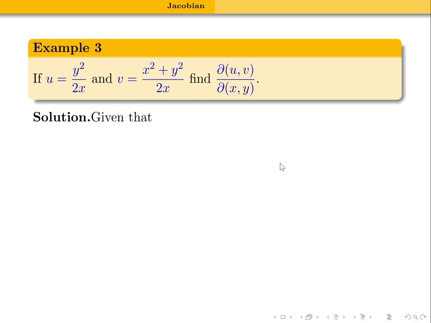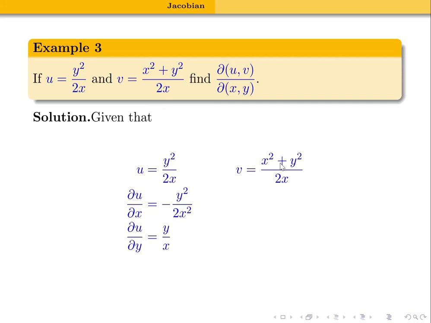Next, example number 3. If u = y²/2x and v = (x²+y²)/2x, find ∂(u,v)/∂(x,y). So given that u = y²/2x and v = (x²+y²)/2x, this is given. Differentiating with respect to x, we get ∂u/∂x = −y²/2x². Differentiating with respect to y, we get y/x.